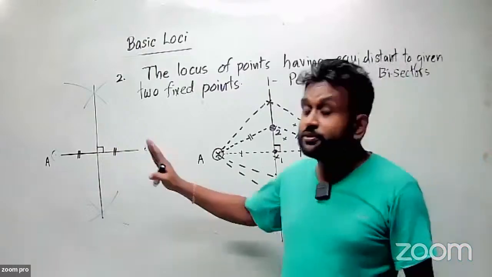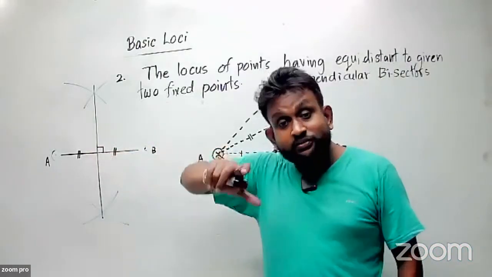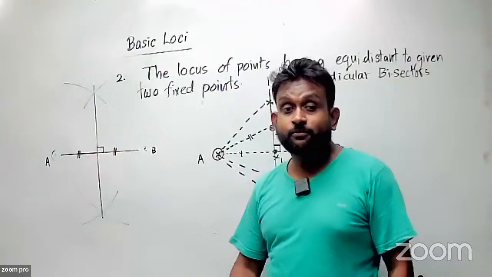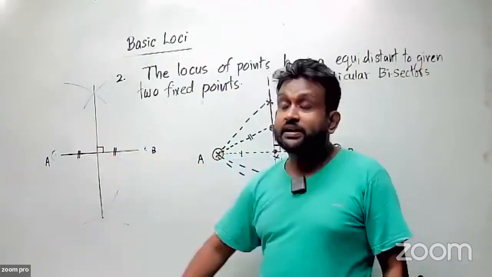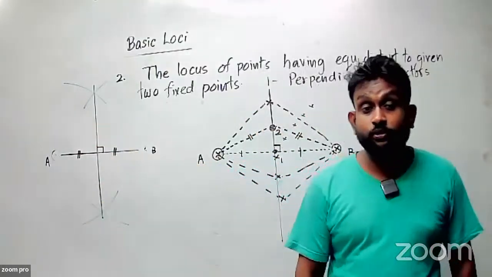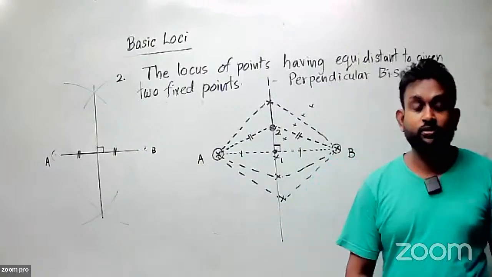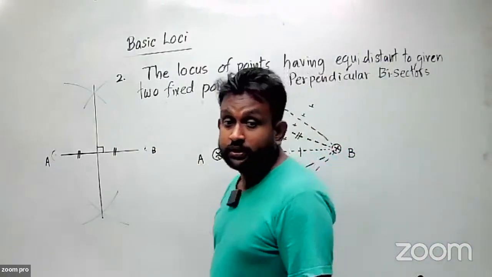In the rough sketch also, you need to follow the instruments. That would be better. Follow the instruments, compass and straight edge, and draw it. And that is clear. There is no deduction of marks if you can draw it.